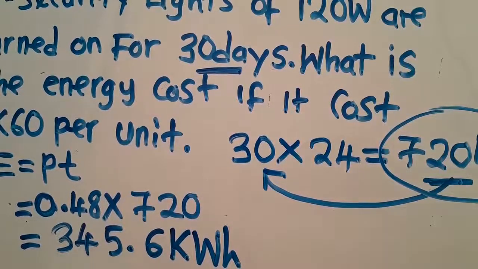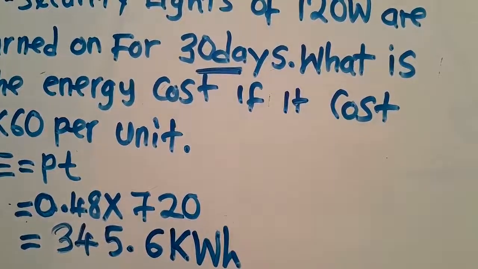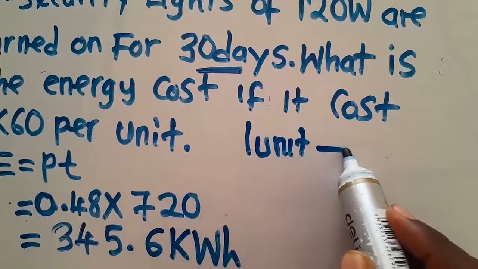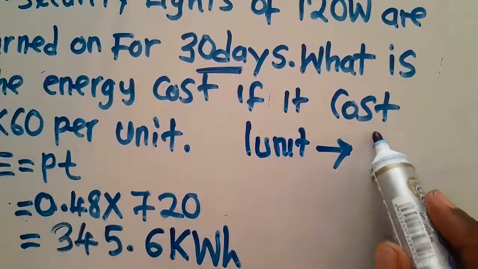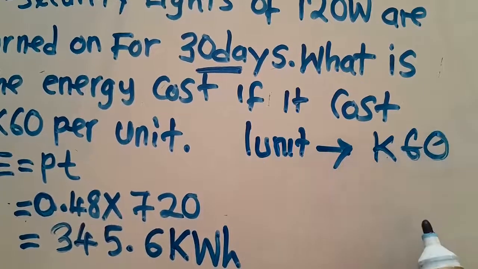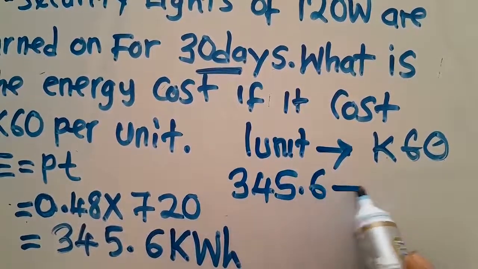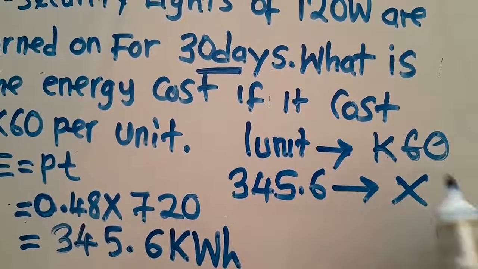After you find the units, you then use what you are given. You say 1 unit is equal to what? What are we given? 1 unit is equal to 60 kwacha. So we are given 60 kwacha. Then the units that you've calculated, you say 345.6 is equal to what? The money we don't know. We want to find the money here, which is X.